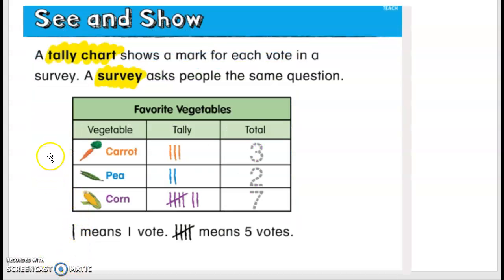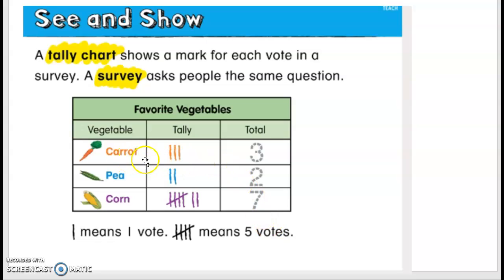Let's try another one. This is called a tally chart because it shows a mark for each vote in a survey. A survey asks people the same question. Let's look at this survey. This survey was about favorite vegetables. There were carrots, peas, and corn. Remember, 1 mark means 1 vote. 4 marks with a slash through it means 5 votes.